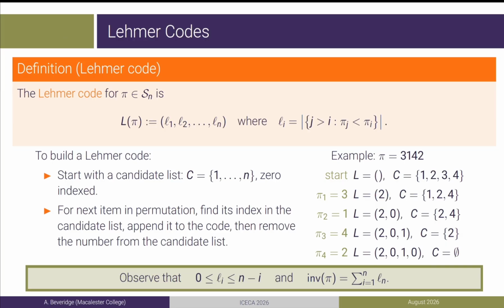The second entry of the permutation is 1. We don't need to skip over any elements this time, so we record a 0 and remove element 1 from the candidate list. The third entry is 4. We have to skip over the 2 to get to the 4, so we record a 1. Finally, we record a 0 since 2 is the only element remaining in the list. It is simple to see that the ith entry of the Lehmer code is at most n minus i, and that the sum of the Lehmer code entries gives you the inversion number of the original permutation.